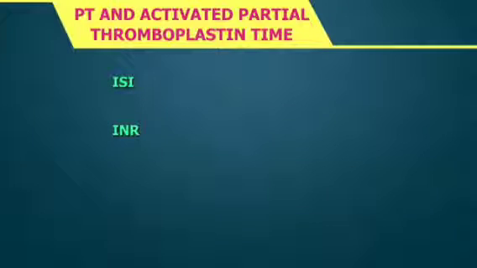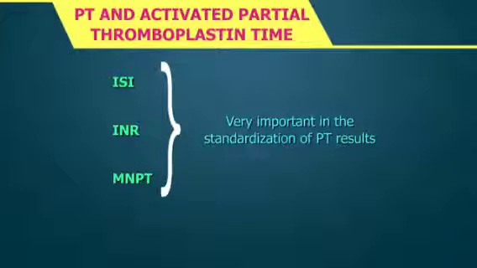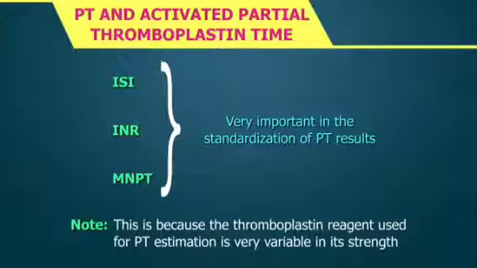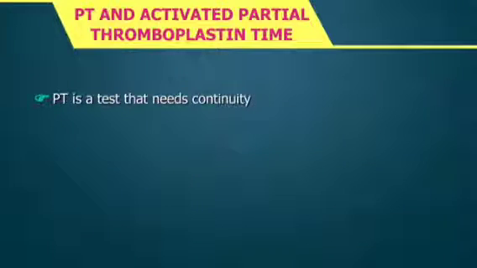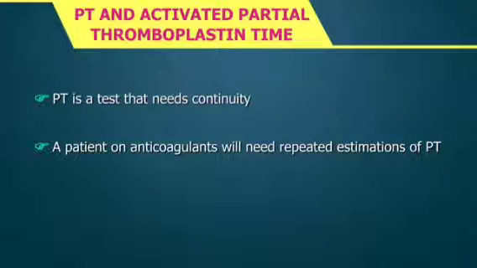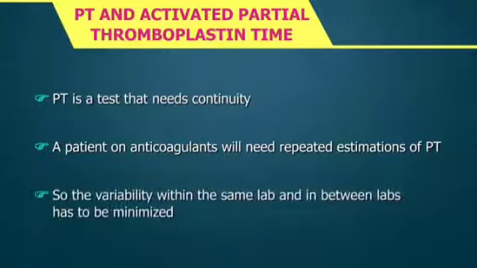ISI, INR and MNPT are three numbers that are very important in the standardization of PT results. This is because the thromboplastin reagent used for PT estimation is very variable in its strength. PT is a test that needs continuity. A patient on anticoagulants will need repeated estimations of PT. So, the variability within the same lab and between labs has to be minimized.